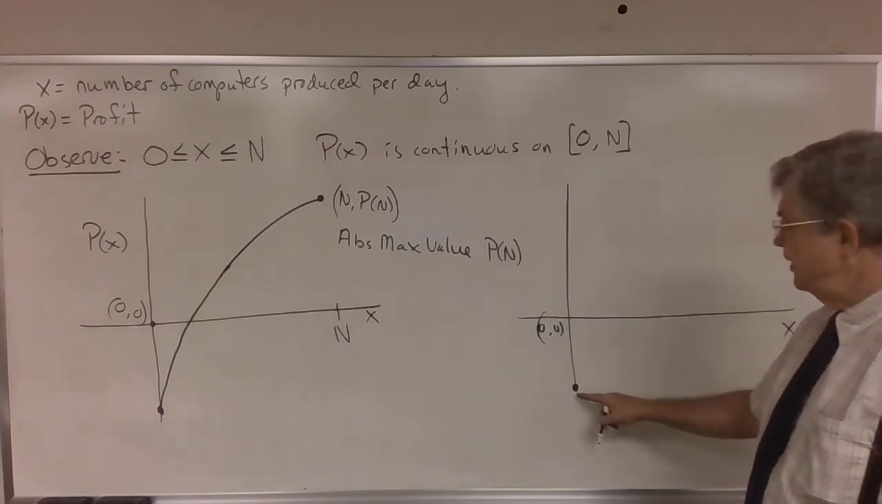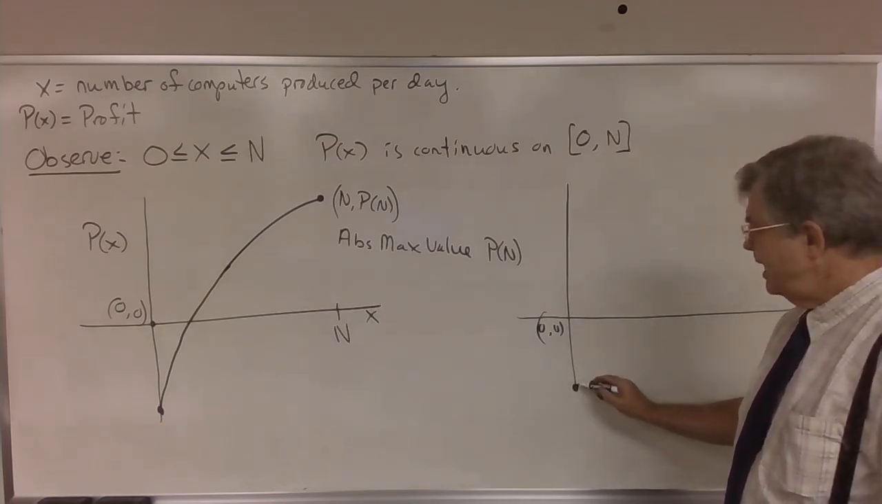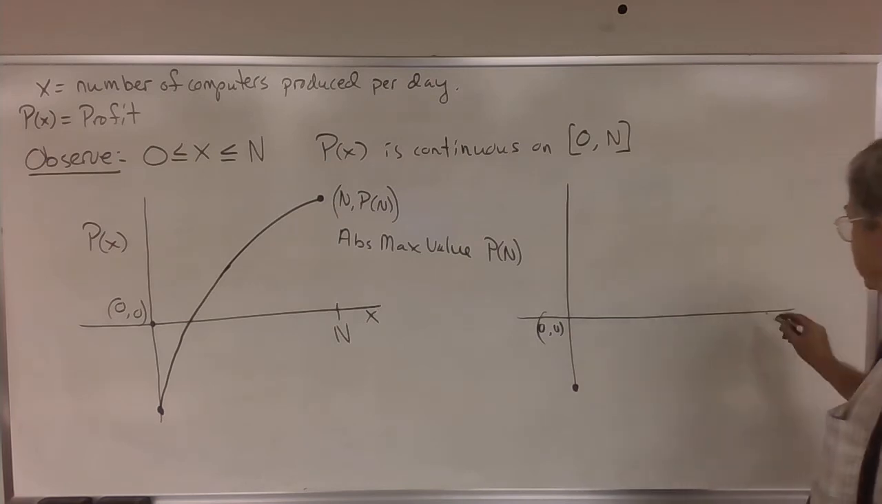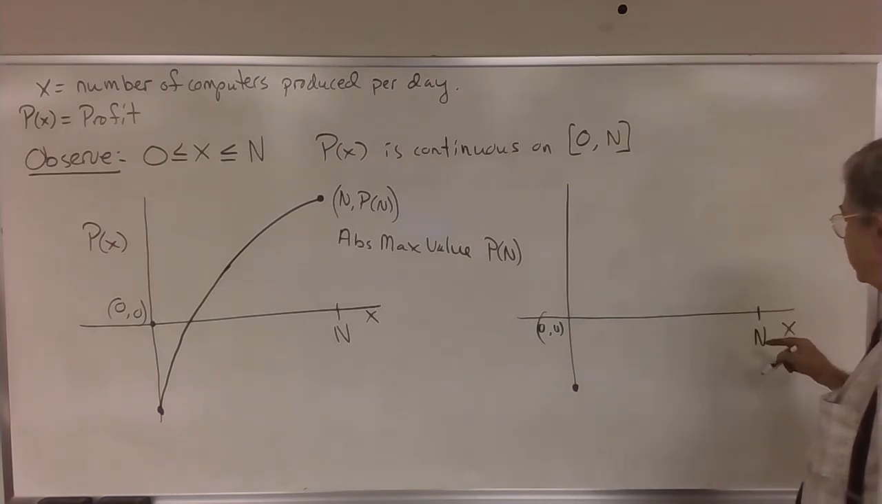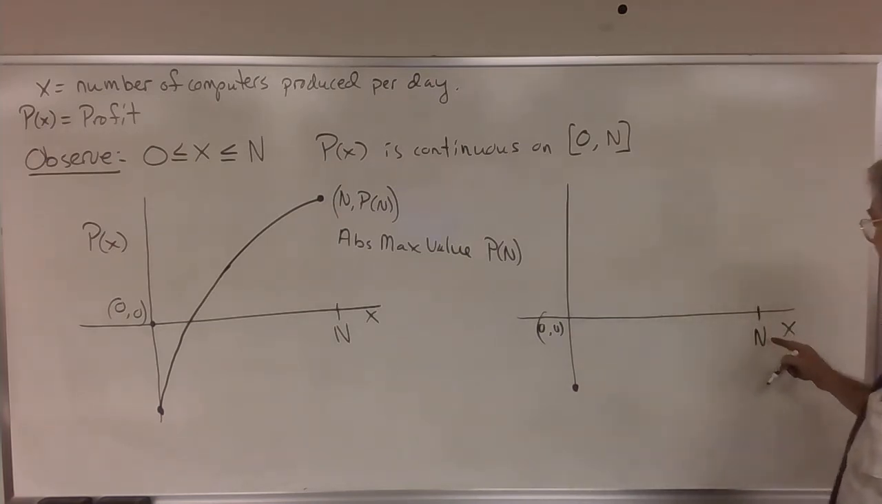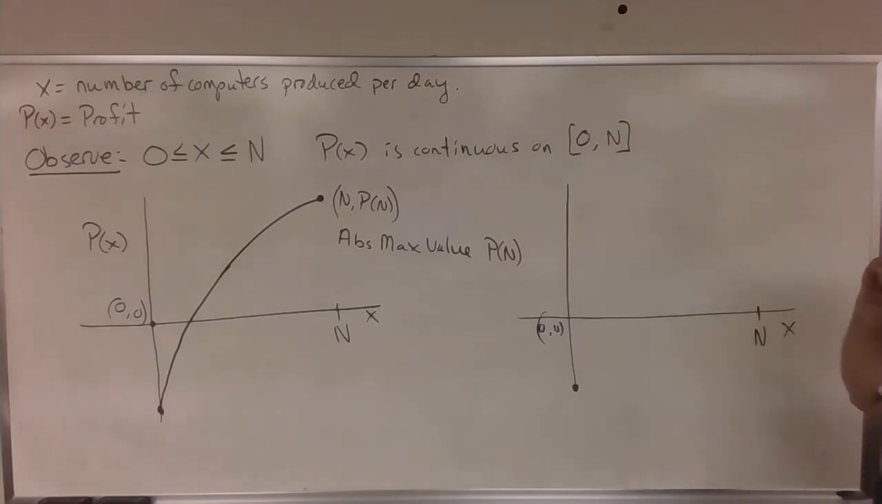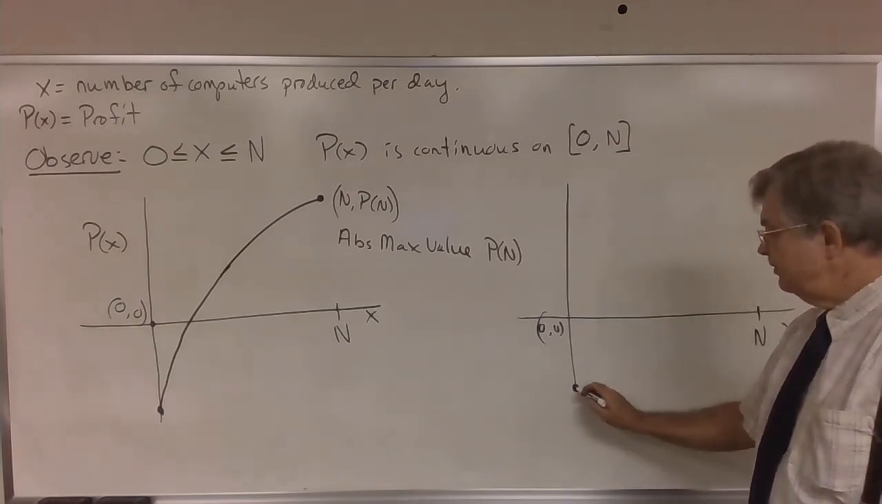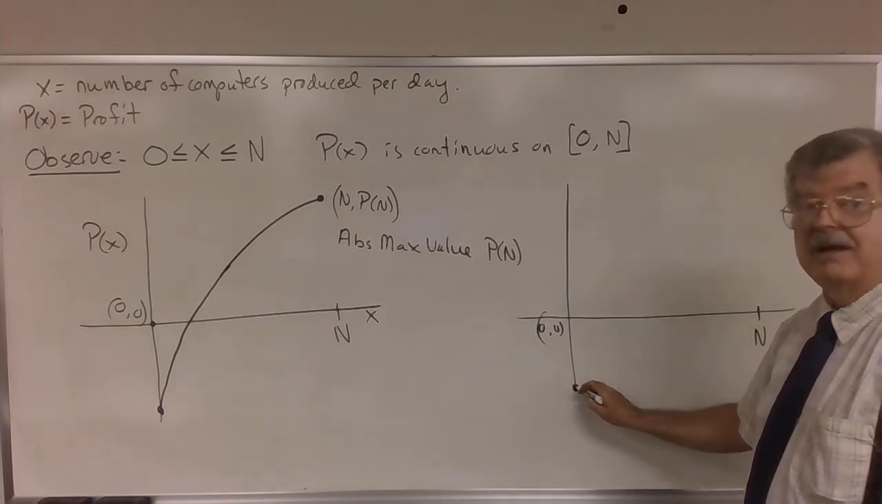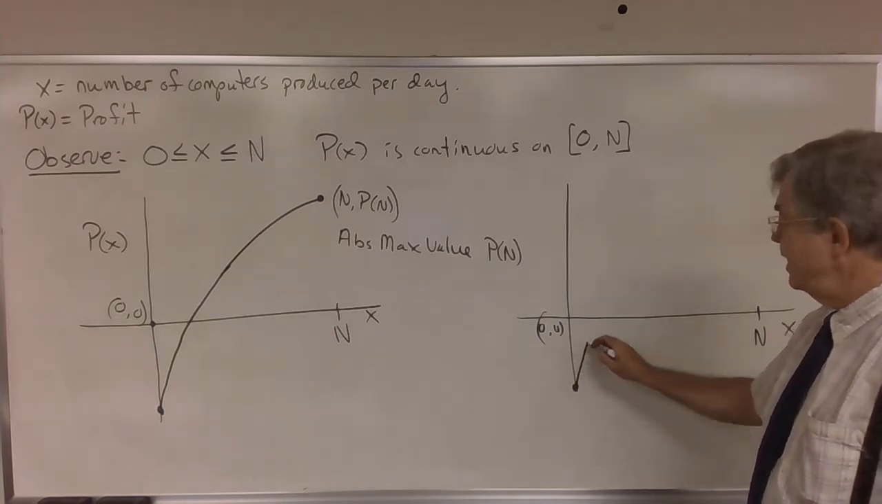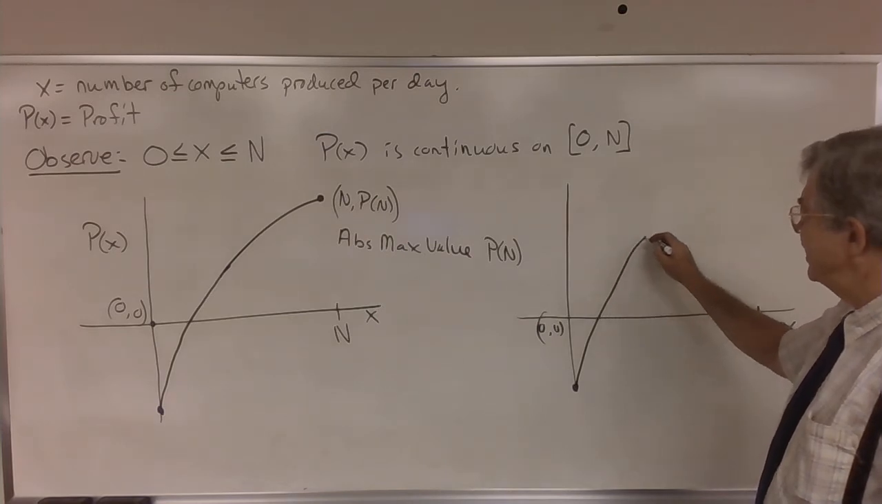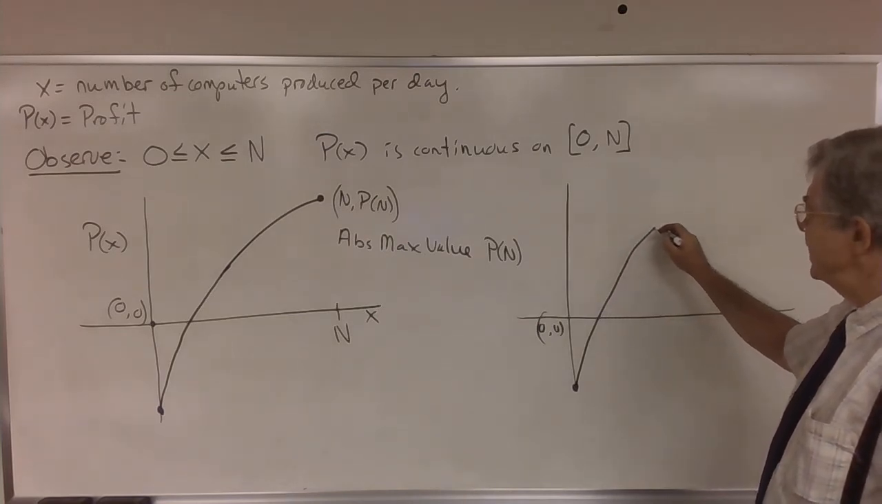When X is 0, I still lose money. And here's my capital N, the maximum number of computers I can produce. When production is 0 computers per day, I'm down here. So you bet I'm going to increase production. And that gets me out of the loss column, and I'm making money.